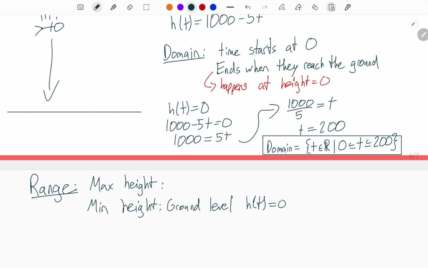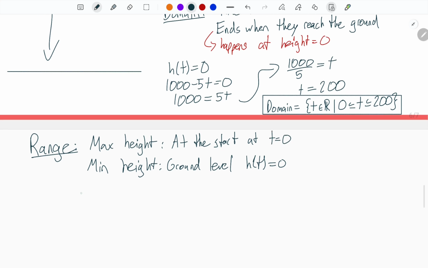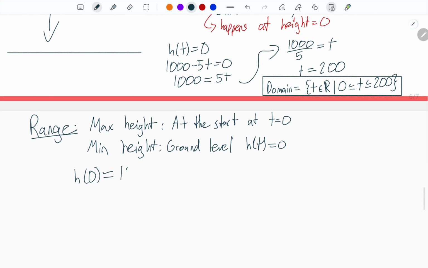But what is the maximum height? Well, the maximum height we need to figure out. But how do we figure that out? Well, when would she be at her highest point? At the very start. And that would be at time equal to 0. And then we could figure out what that is. So if we calculate h of 0, substituting time equal to 0 into our function, that's just going to be 1,000 minus 5 times 0, which is just 1,000. So that's the max height. So we know she's starting at 1,000 meters, slowly falling down all the way to a height of 0.